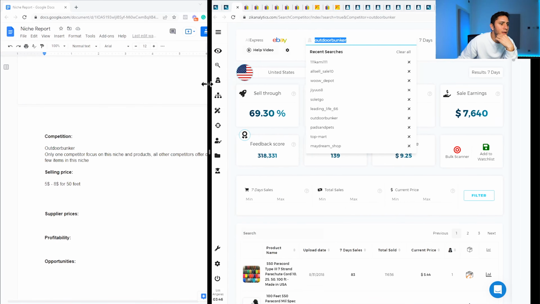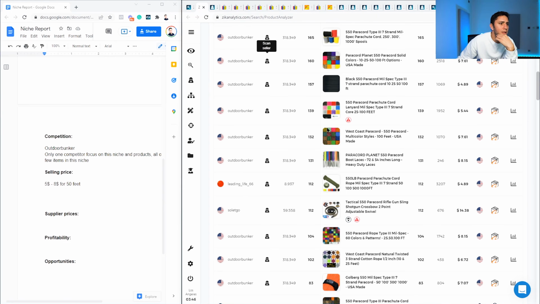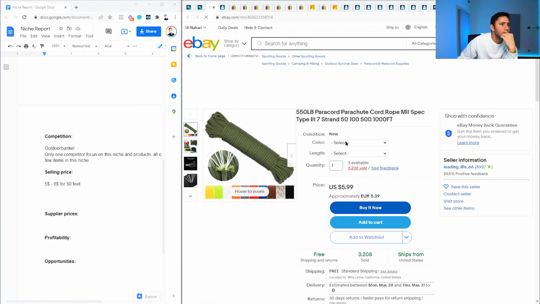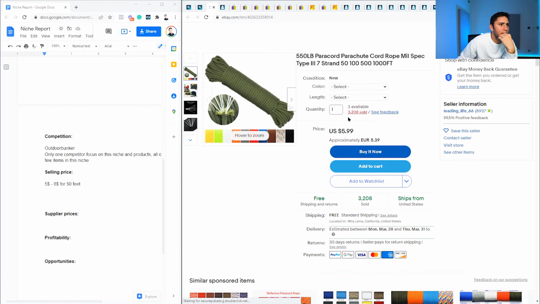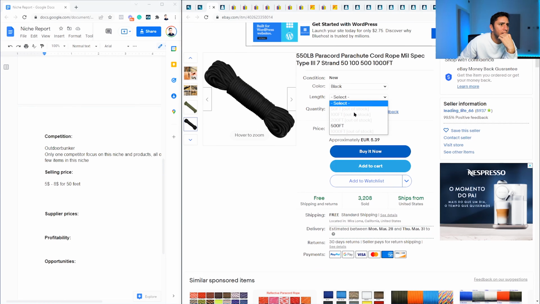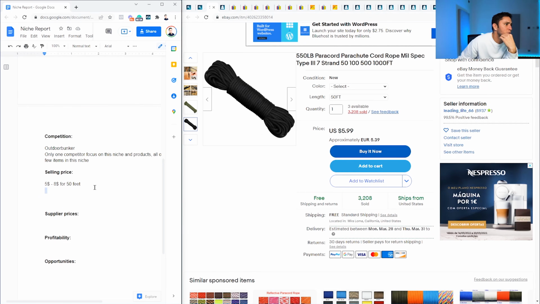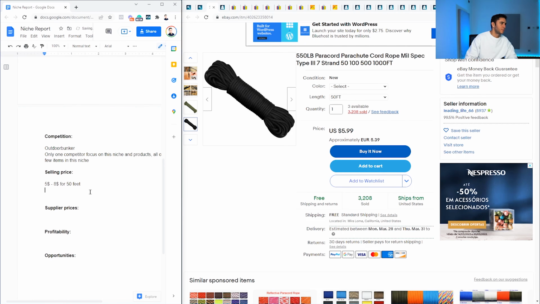Just to get an understanding of what's happening on page 1, I will scroll down here and say, this guy here, let's take a look at this listing. He starts only from 50 feet. Yeah, so we leave it like this, okay? We leave it like this. So these are the selling prices for the short one.